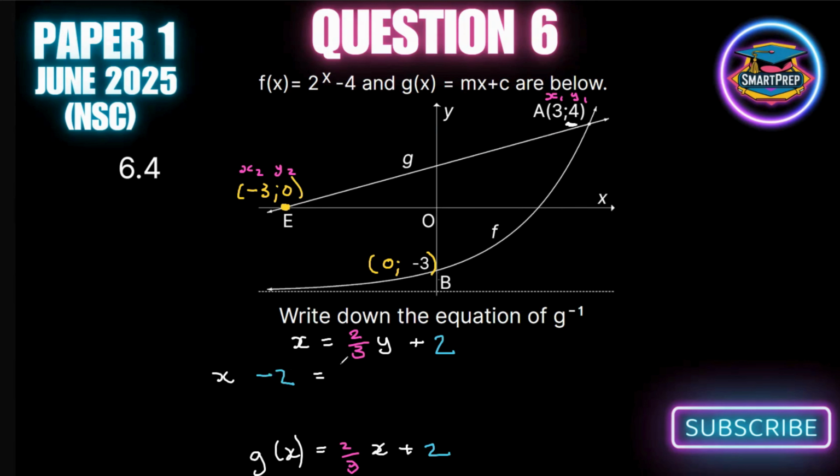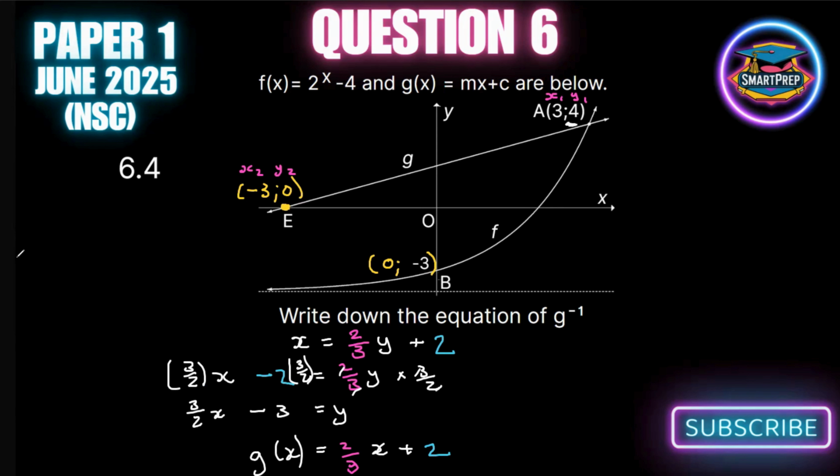2 over 3y. Now, just to speed things up a bit, I'm going to stop with the colors now that we kind of see what we are doing. And so now to get y by itself, let's times by 3 over 2, because that will then mean that these will cancel, leaving us with just y. So times the x by 3 over 2 and the 2 by 3 over 2, right? And so we'll get y equals 3 over 2x. The 2's cancel and we get minus 3.